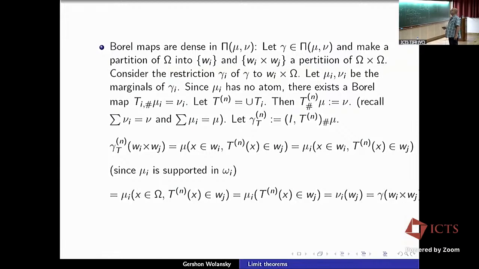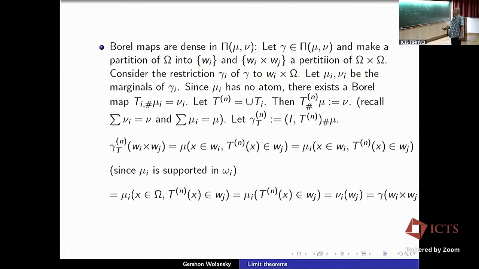So let's define Tn to be the union of Ti, the sum of all Ti. And then Tn pushes mu to nu, because the sum of mu i is mu, and the sum of nu i is nu, by this definition. So we define the measure gamma n to be the push forward of mu by identity and Tn.